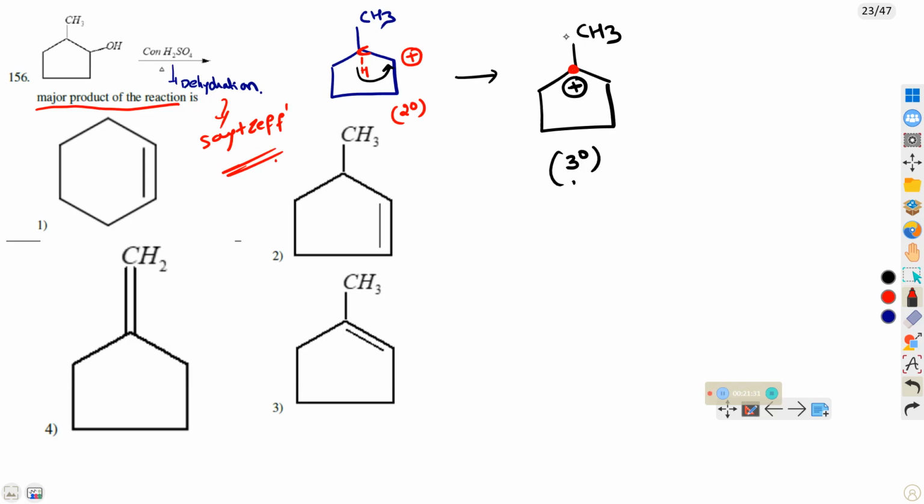Identify the beta carbons. This is beta carbon. This is beta carbon. Remove hydrogen from the beta carbon which contains fewer hydrogens. This is the major product.